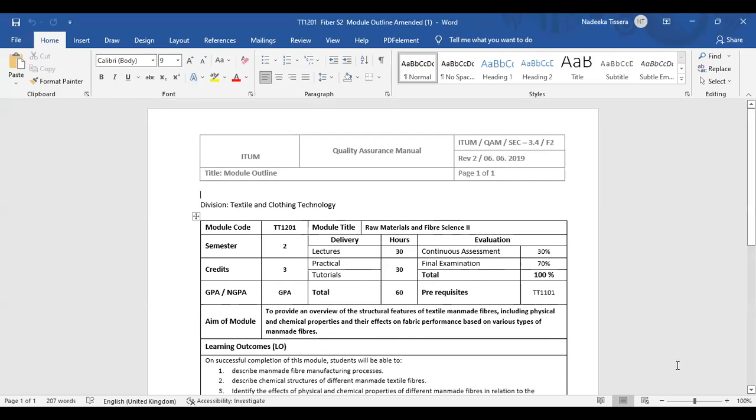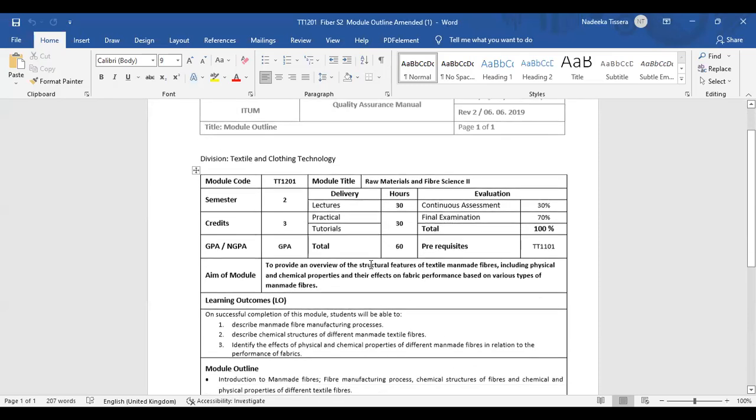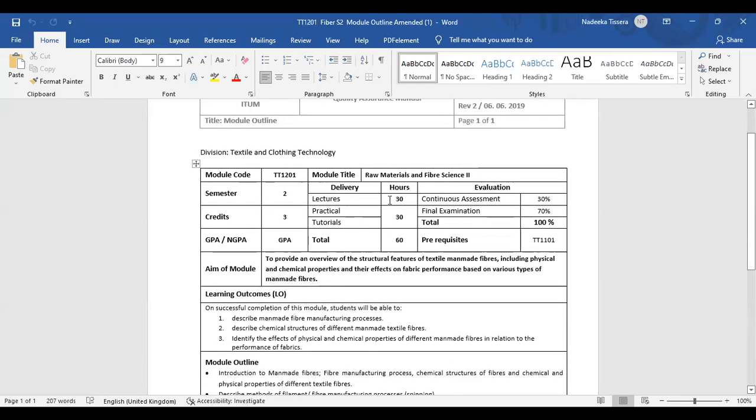Okay. So this module is Raw Material and Fiber Science 2. Module code is TT1201. This is semester 2. This carries 3 credit points. During the lectures, we need to cover 30 lecture hours. For the practicals and the tutorials, there would be another 30 hours allocated. So totally, we are going to spend 60 hours on this module.